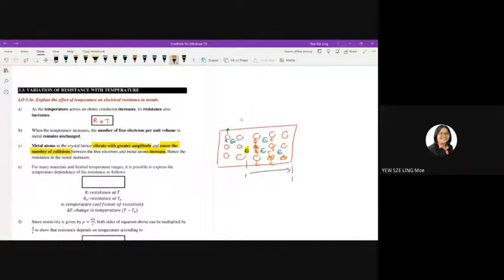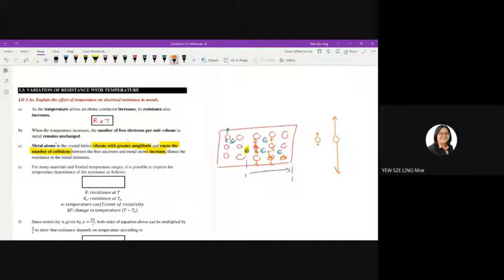So initially, maybe it just collides with one, but when they vibrate at a larger amplitude, what does that mean? Initially, they vibrate only a little bit. If you increase the temperature, they vibrate much more, it moves up and down, and the distance increases. So the electron collides with more of the atoms. Hence, we say resistance increases.